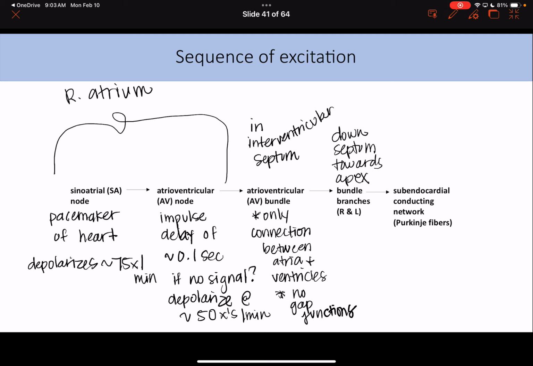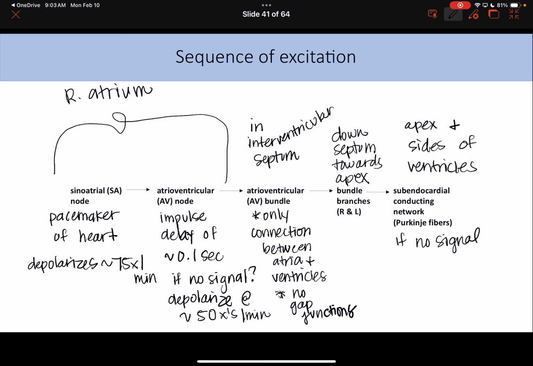Okay, these cells are pacemaker cells as well, and they are located at the apex and sides of the ventricles. And so if there's no signal from either of the SA and AV node, let's say both of those nodes are non-functional, or maybe they're functional, but there's something wrong with the AV bundle and there's no connection between the atria and the ventricles.